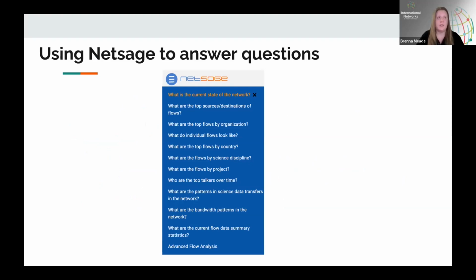NetSage was created to answer some of these questions. So what is the current state of our network? What are the top sources and destinations of flows? What are the top flows by organizations? However, in the use case of this group, we're actually using NetSage to identify possible erroneous routes, and then dig in deeper with things like traceroute, perfSONAR, RIPE Atlas to determine if there is asymmetric routing, a commodity internet route that's affecting data transfer performance, or any of the other things that I mentioned earlier in the presentation. So not only can you answer some of these questions with NetSage, you can also use it to solve some of these routing issues.